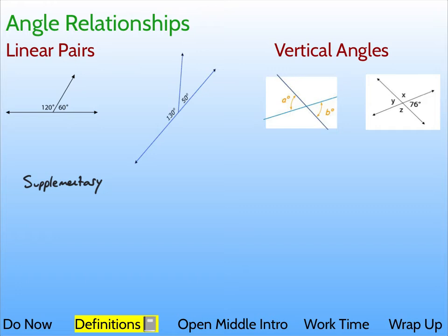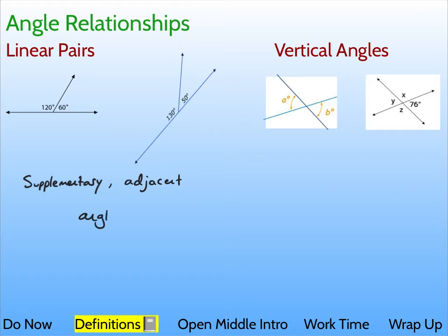Now, the other thing that's super important is if you look at the word linear, it has line in it. These things form a line, basically. And the angles have to be right next to each other to make a linear pair. So the definition here is that they're supplementary adjacent angles.